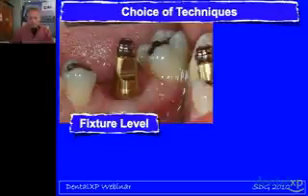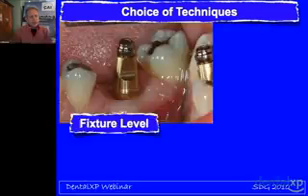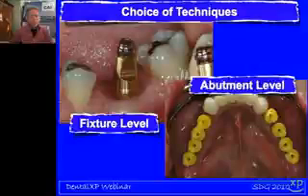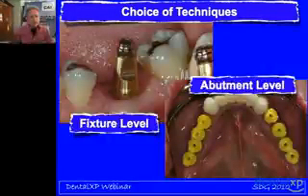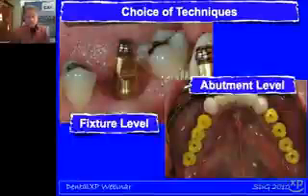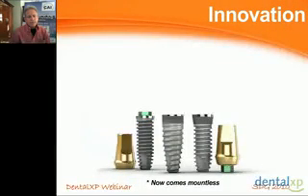So that means that we may actually have a different choice in terms of our impressioning. In this particular case, we're looking at a fixture level impression, which we would utilize with the 3-in-1 abutment, or an abutment level impression that we may elect to use with a different solution, which in this case would be the Simple Solutions abutment. And so this type of innovation is something that is familiar with many different implant systems.